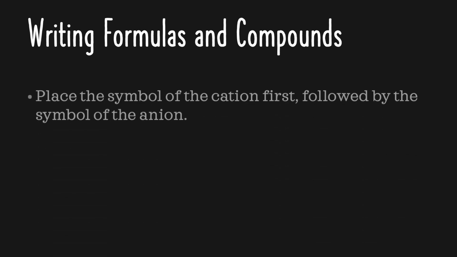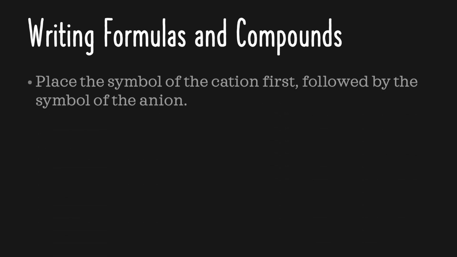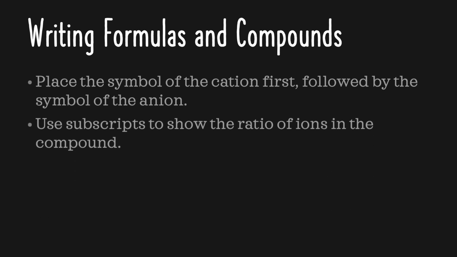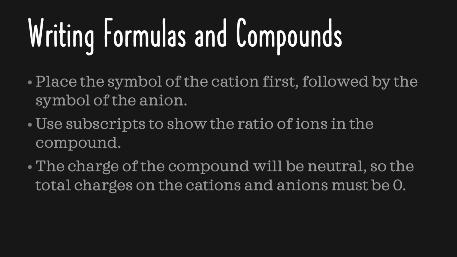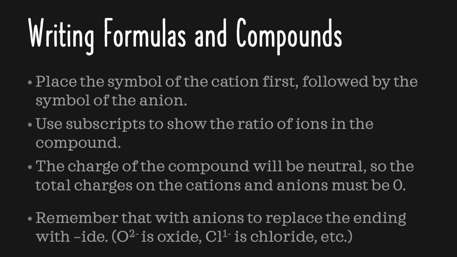Writing formulas and compounds. Place the symbol of the cation first, followed by the symbol of the anion. Use subscripts to show the ratio of ions in the compound. The charge of the compound will be neutral, so the total charges on the cations and anions must be 0.